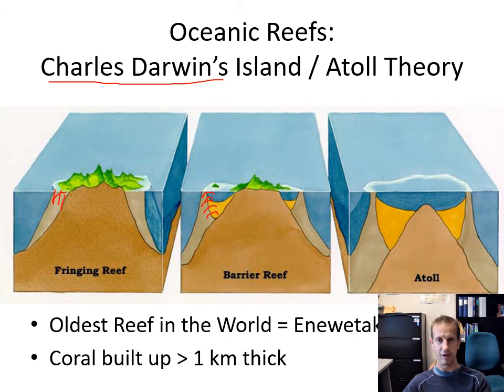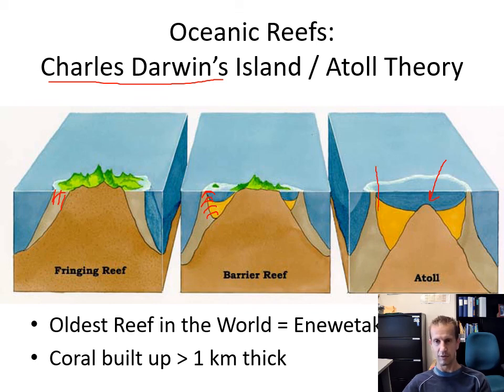And if the growth was fast enough, it could stay close to the surface. And eventually, even when the rest of the island had sort of crumbled and sunken away, you'd still have this ring of reef-formed island that would come right up to the surface. And this theory was confirmed by drilling.